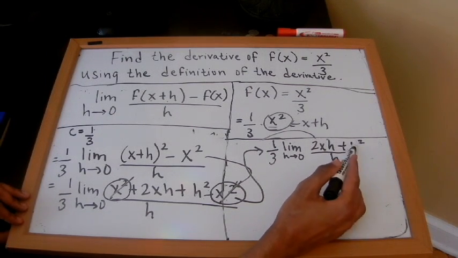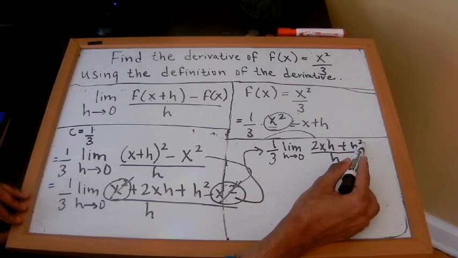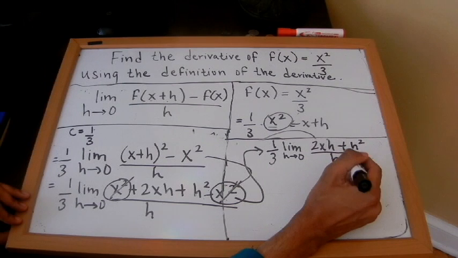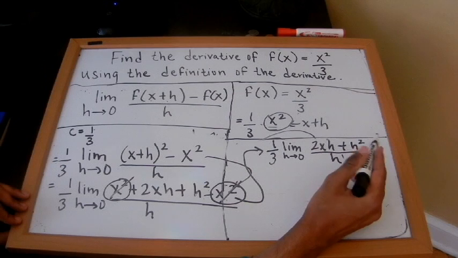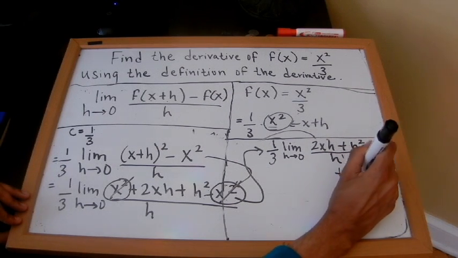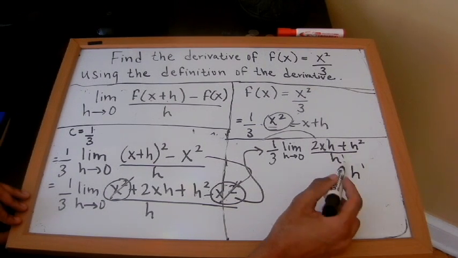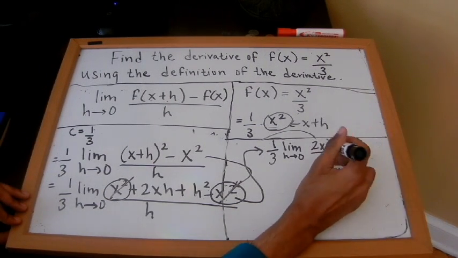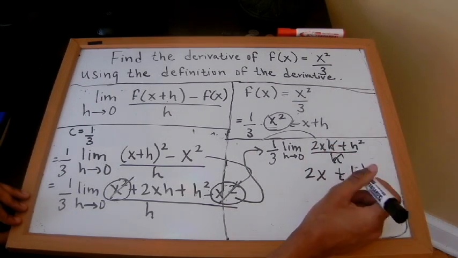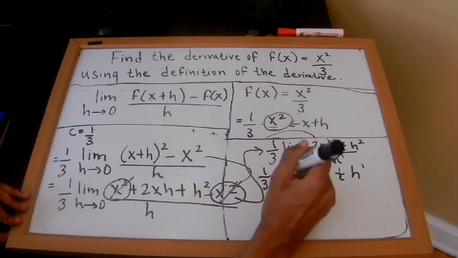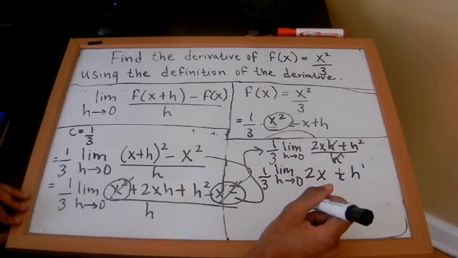So our next step would be to divide both of these terms by h. We have h squared here and we have h here. To simplify this, we just have to subtract these two exponents. 2 minus 1 is 1, so we're going to be left with h to the first. And then we have 2xh divided by h. You simply cancel these h's since there's only one of them, and you're left with 2x plus h. And then you have to bring your 1/3 times the limit as h goes to 0.